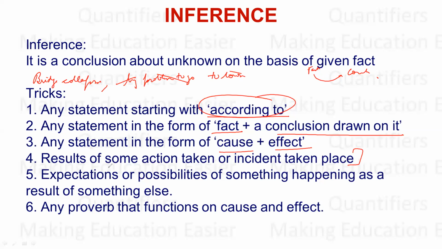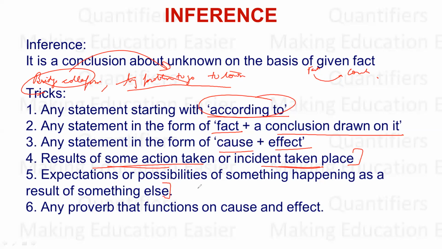Now, this is the result of some action taken or incident taken place. The bridge collapse is an incident that took place. As a result, what is the result? The villagers are facing a lot of problems going to town. So, results of some action taken or incident taken place. Then, expectations or possibilities of something happening as a result of something else.